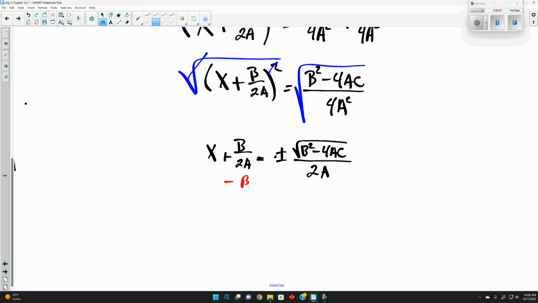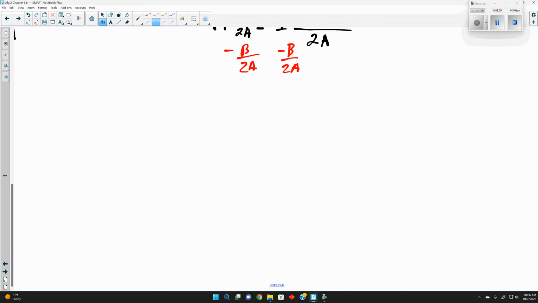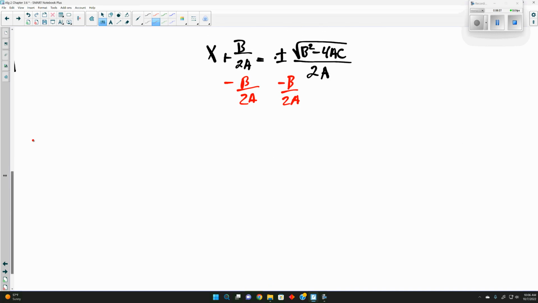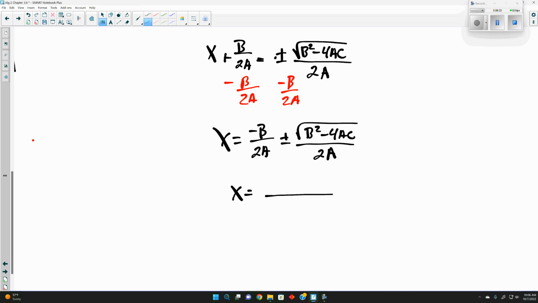And last but not least, we can subtract b over 2a from both sides, which will tell us that x is equal to negative b over 2a plus or minus the square root of b squared minus 4ac all over 2a. However, both denominators are 2a, yes? And the numerator is negative b plus or minus the square root of b squared minus 4ac.